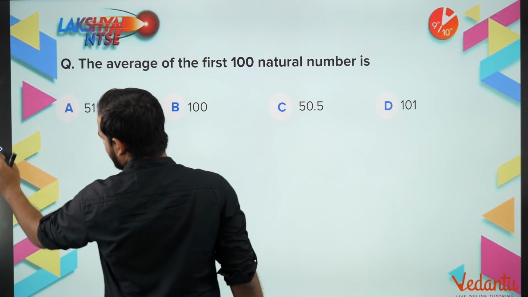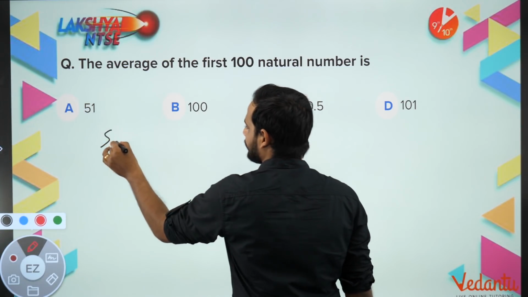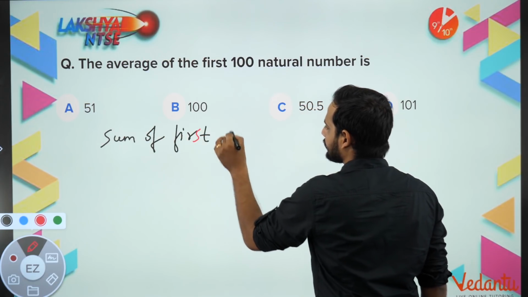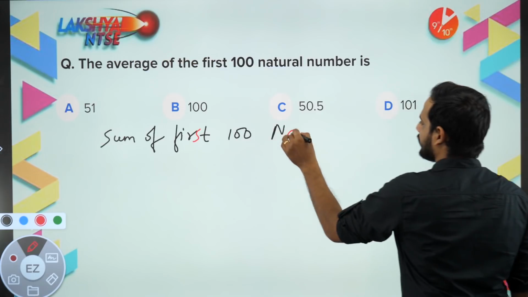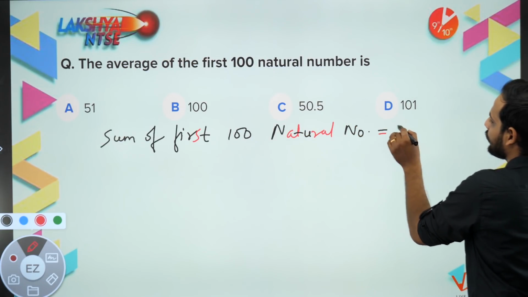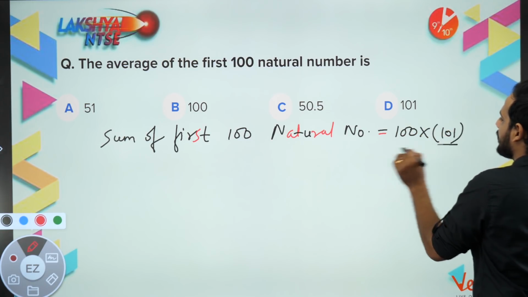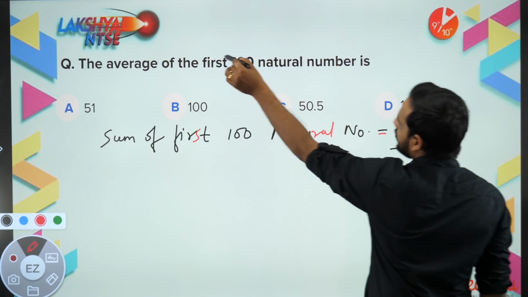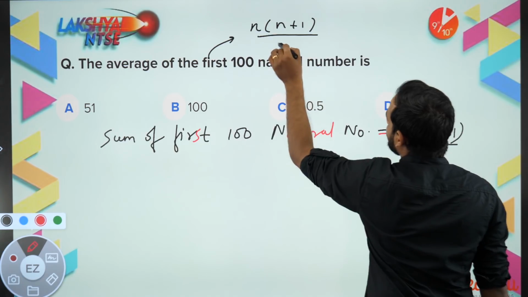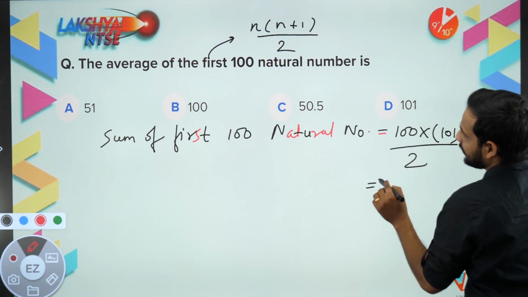So I will say that my sum of first 100 natural numbers will be equal to what? 100 into 101 divided by 2. Why? Because I have used the formula that the sum of n natural numbers is n into n plus 1 divided by 2. So here, as you can see, it will be 50 into 101, correct?